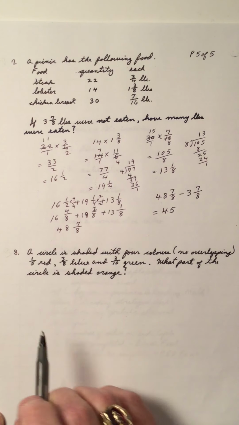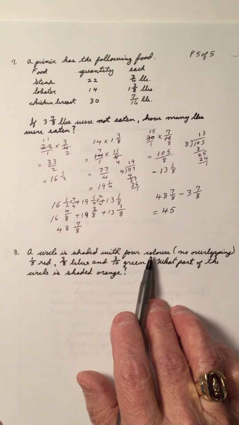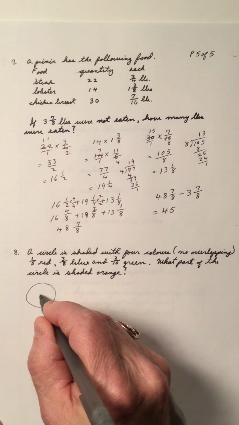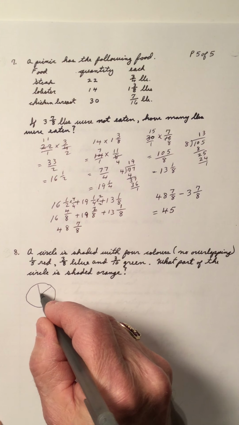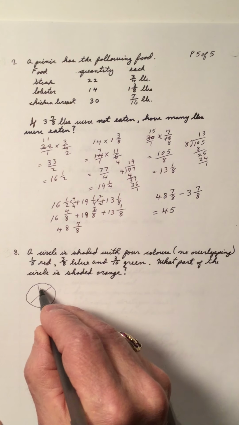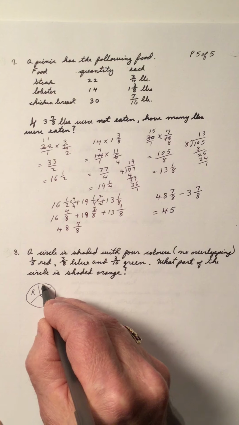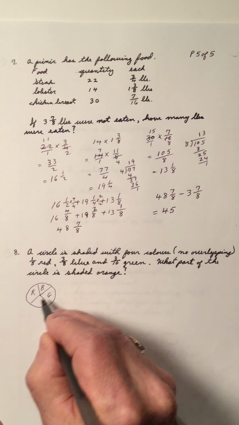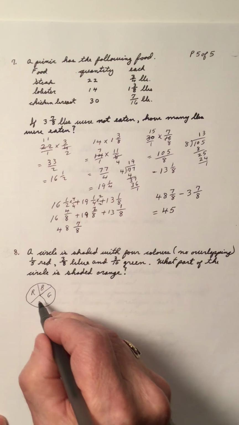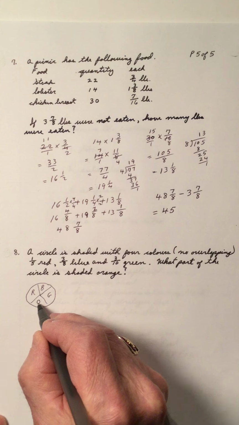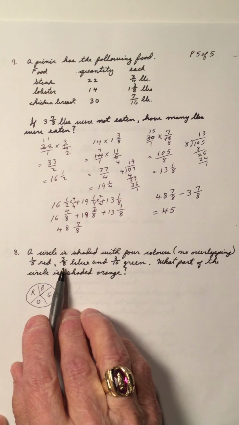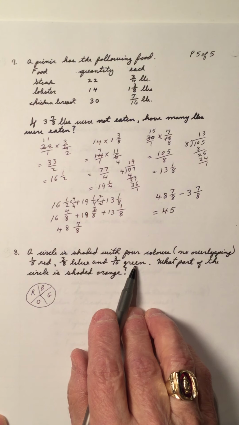Number 8, final one. A circle is shaded with 4 colors, no overlapping. So what we have is a circle, and from the center, let's say like this, we got red, we got blue, we got green. So that's 3 colors. It says, what part of the circle is shaded orange? So what's left here must be orange. So 1/5 is red, 3/8 is blue, 3/10 is green.